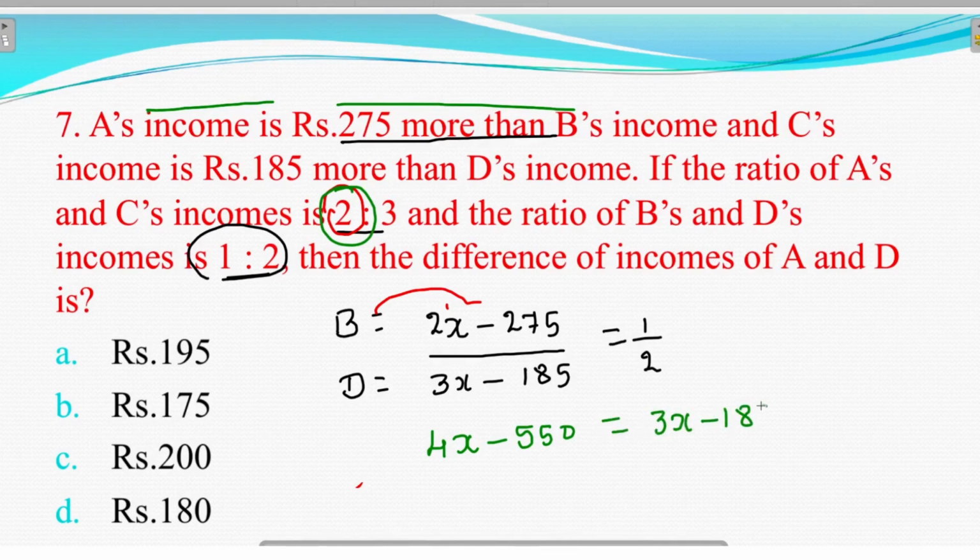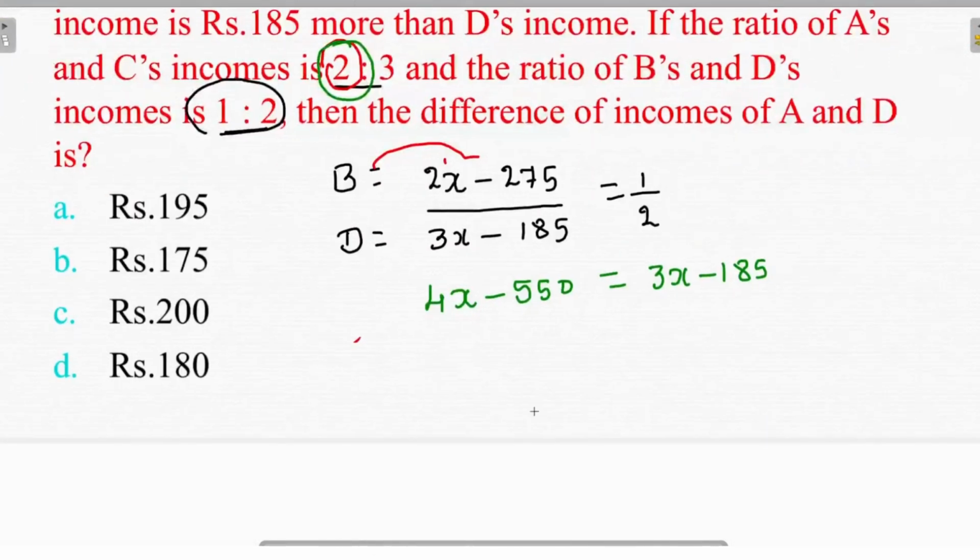After this step, 4x and 3x difference will be x. 550 and 185 subtraction, that will be 15 plus 350, 365. 365. Okay, I had written 375 earlier. That's maybe wrong. Yes, that was wrong previously. That's why you're getting confused. No problem. It is 365. In my calculation I was doing 365 only, but while writing I wrote 375.